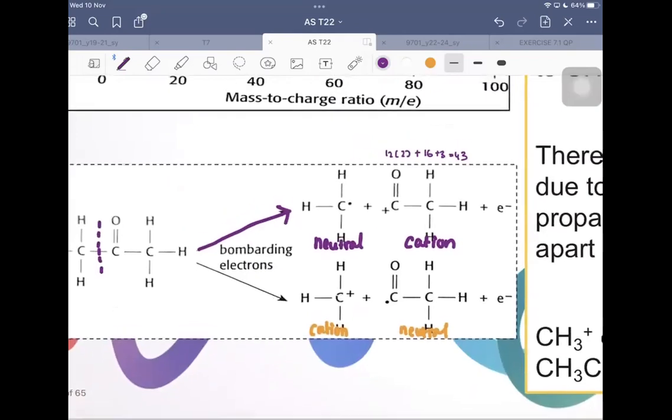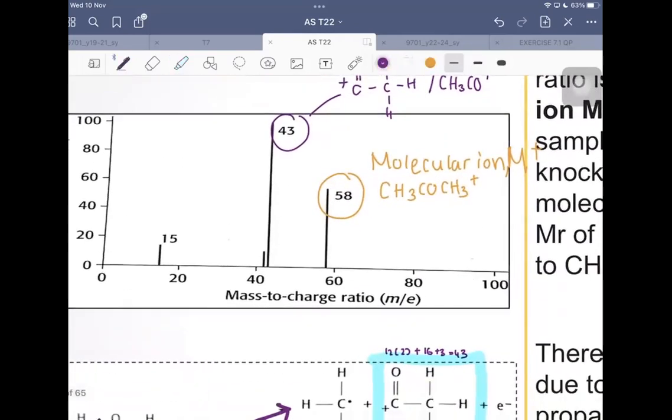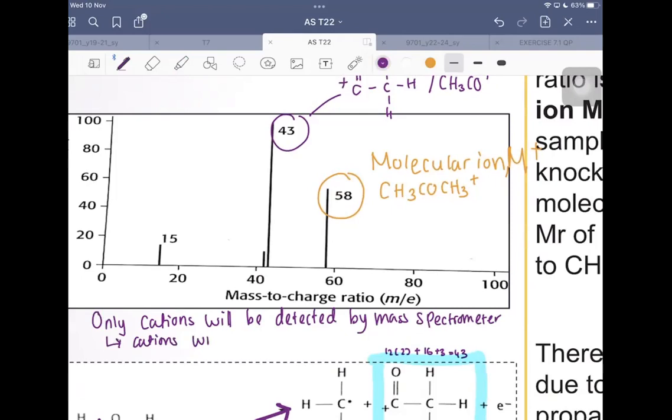Next, you look at the other. Remember, only the charged species will produce a signal. Only cations will be detected by the mass spectrometer, which means cations will produce signals. Your neutral fragments will not produce any signal, and will not be detected by the mass spectrometer. They will just be flying around or staying around in the machine.